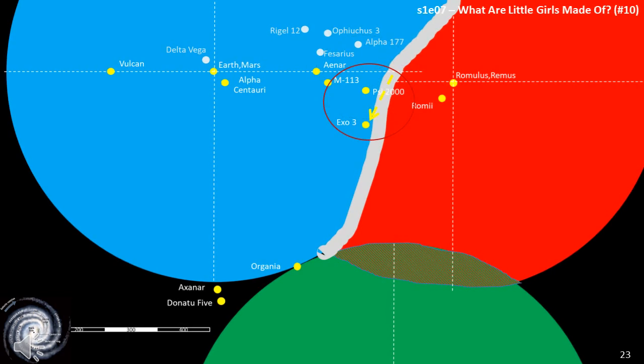In the episode What Are Little Girls Made Of, the Enterprise begins to move south, which is not shown here because we're in a top-down view, as The Squire of Gothos most likely occurs on the southern border of the Federation, so that's where we're moving. On the way down, we drop by Exo III, yet another dead civilization.